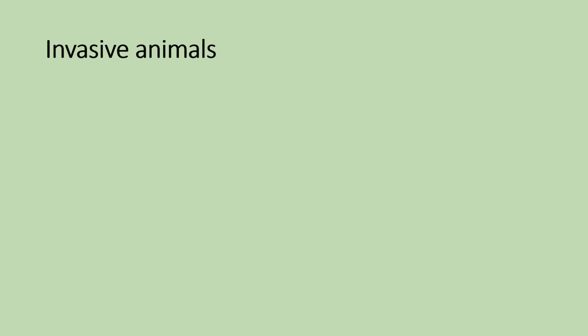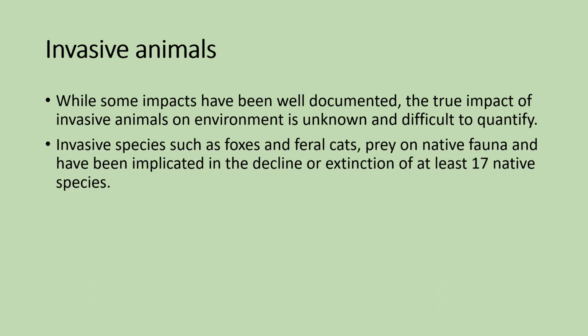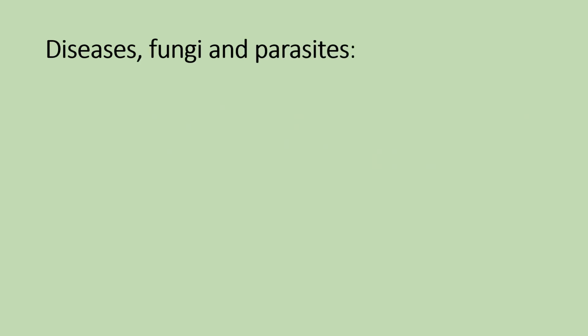Invasive animals. While some impacts have been well documented, the true impact of invasive animals on the environment is unknown and difficult to quantify. Invasive species such as foxes and feral cats prey on native fauna and have been implicated in the decline or extinction of at least 17 native species.